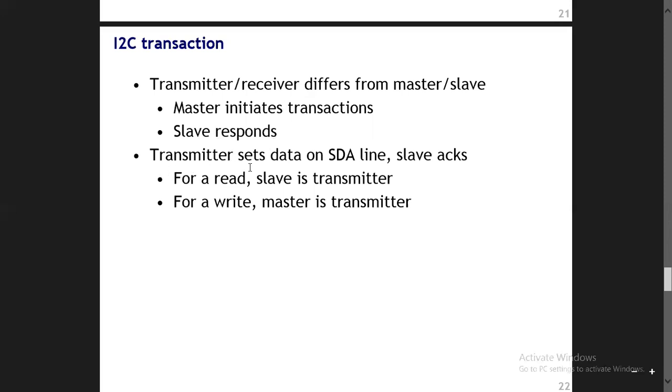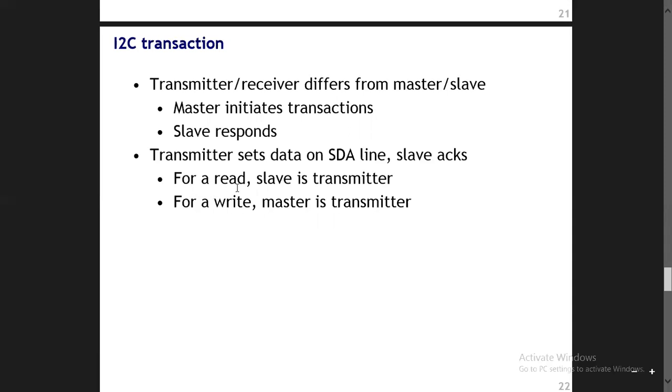And transmitter sets data on the SDA line. Slave acknowledges, means transmitter can transmit the data on the data line, and slave must acknowledge it. Now see, transmitter and receiver differ from master and slave. This is the master slave role, and this is the transmitter that sets data on the SDA line. Remember, if you remember the SPI, there was no acknowledgement mechanism. So here we also have a mechanism of acknowledgement. So we have already seen so many differences between the SPI and I2C protocol.